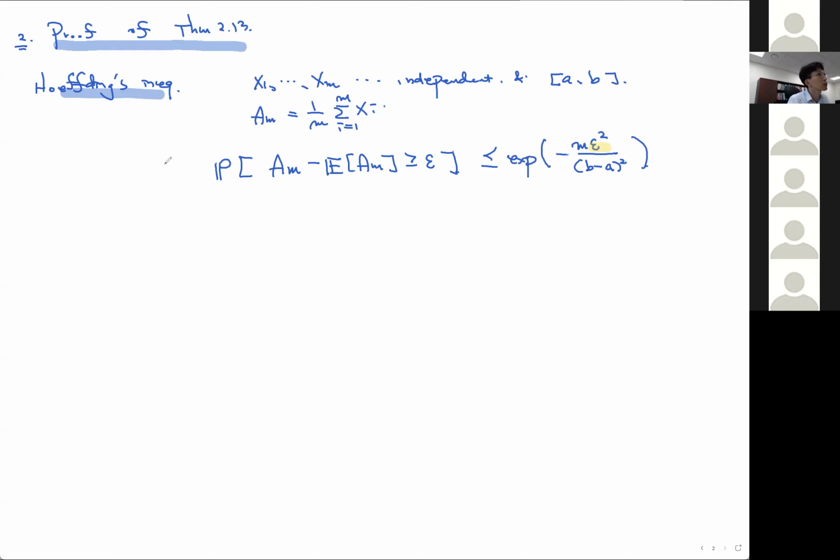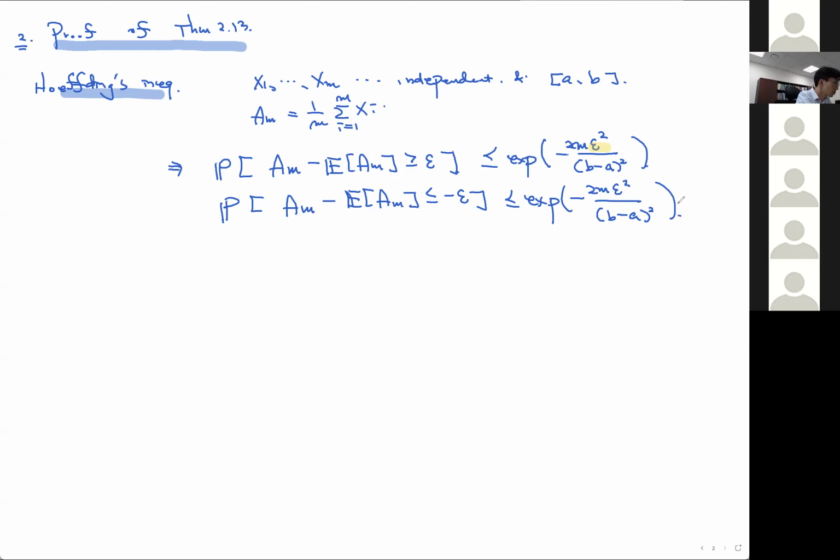And the statements say the same thing. Then there is a symmetric statement, which says that the probability that the sample average is far smaller than its expectation, expressed like this, is also going to be bounded by the same quantity: 2 exponentiation of minus 2m epsilon squared over (b minus a) squared. So that's Hoeffding's inequality.